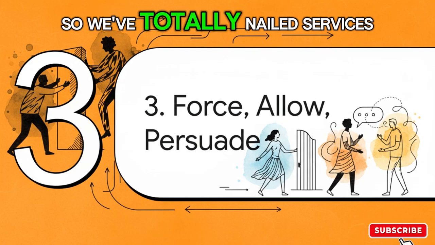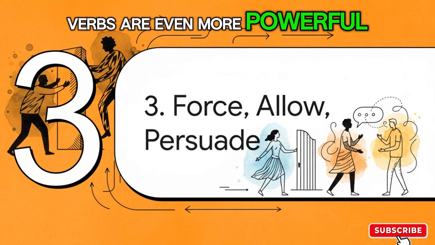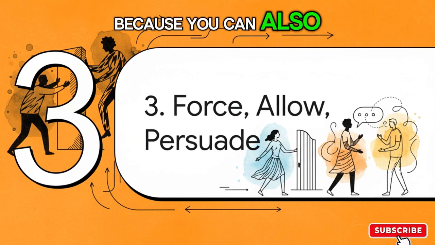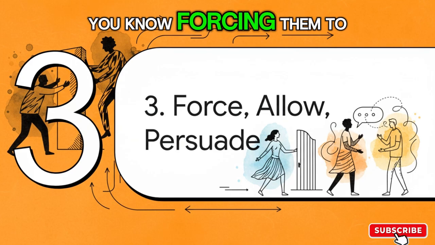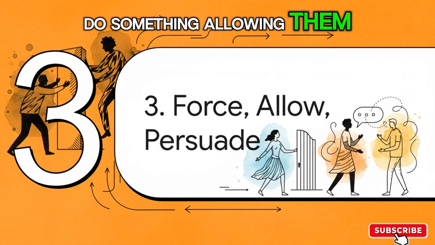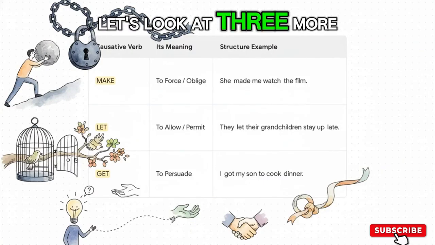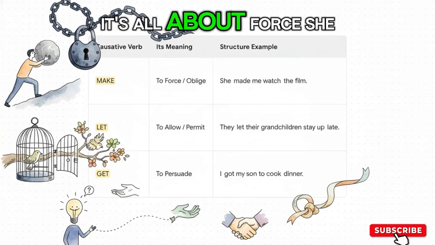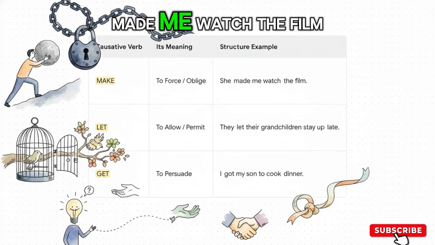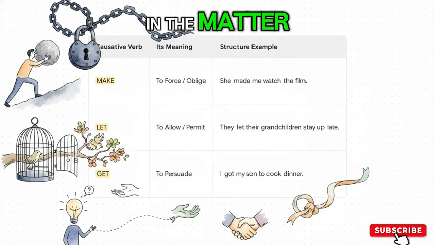Okay, so we've totally nailed services, but these causative verbs are even more powerful than that, because you can also use them to talk about influencing other people, forcing them to do something, allowing them, or even persuading them. Let's look at three more. Make is the strongest one. It's all about force. She made me watch the film means I had zero choice in the matter.